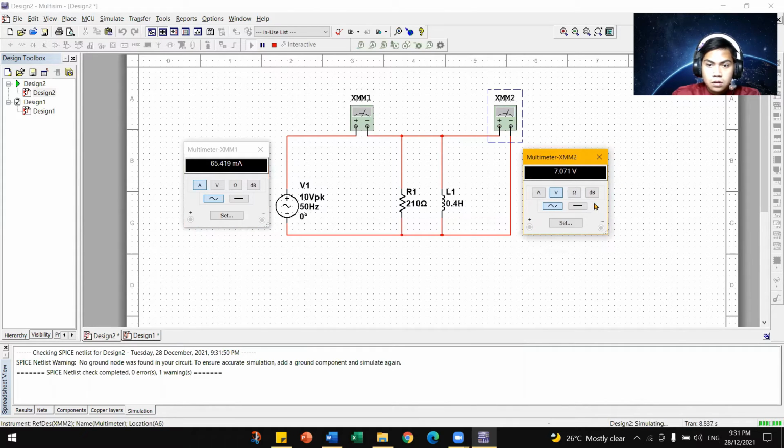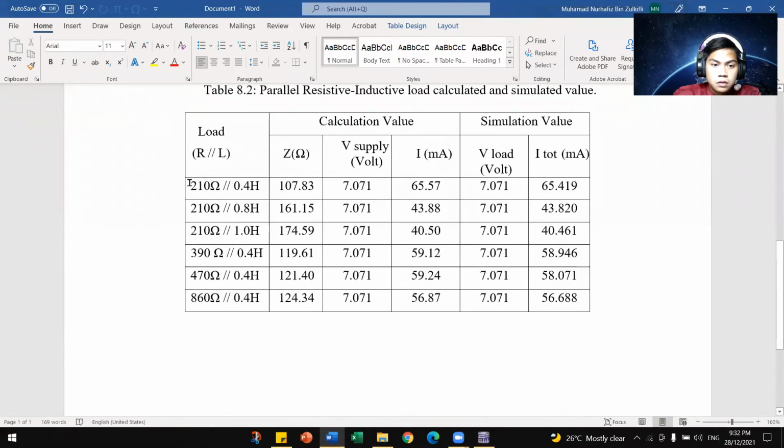So I assume that all the voltmeter readings here are the same, because the way to read is VRMS, but for the ammeter it is 65.419 milliampere. So for another reading for each of the loads here, I have already done. So that's all for this experiment.